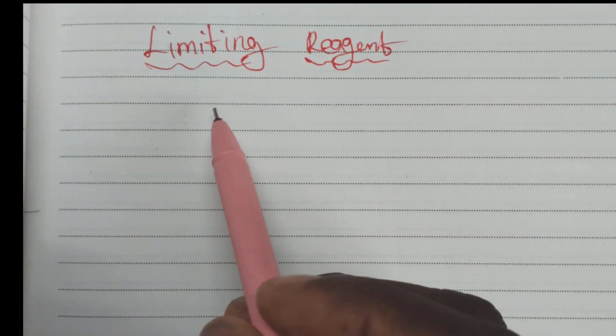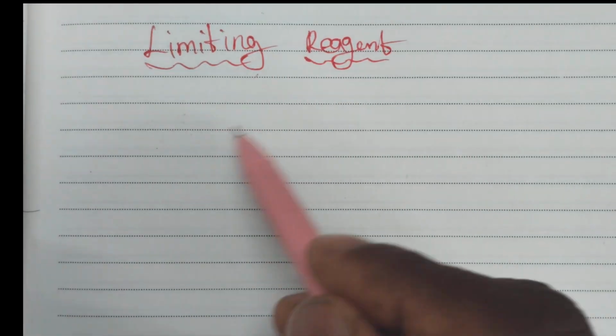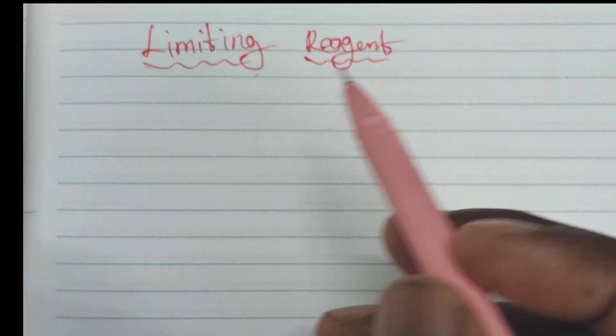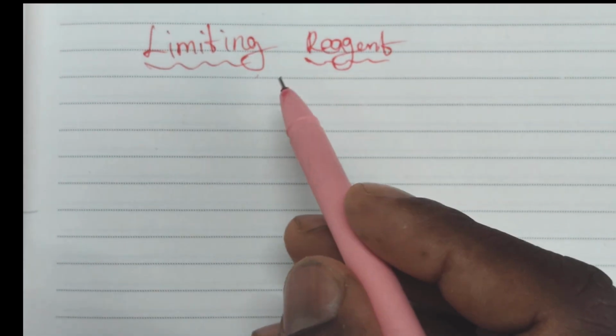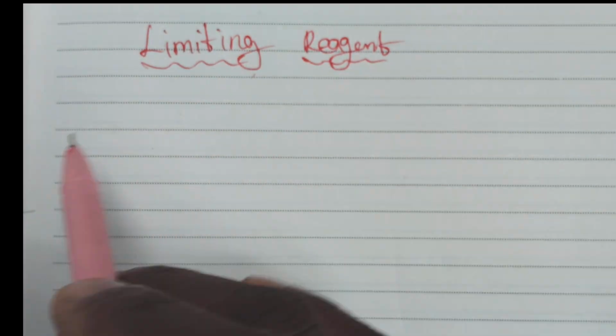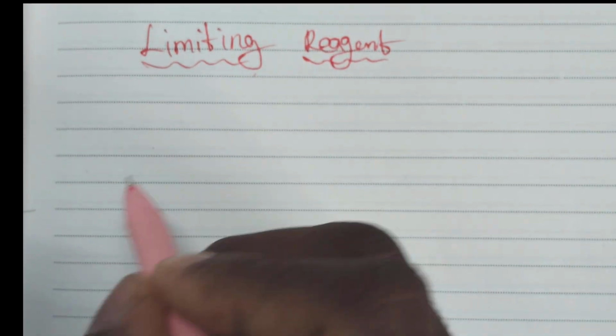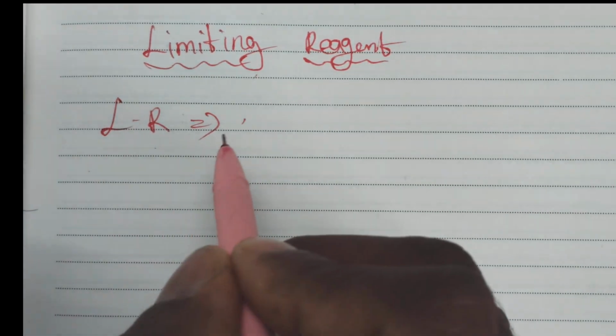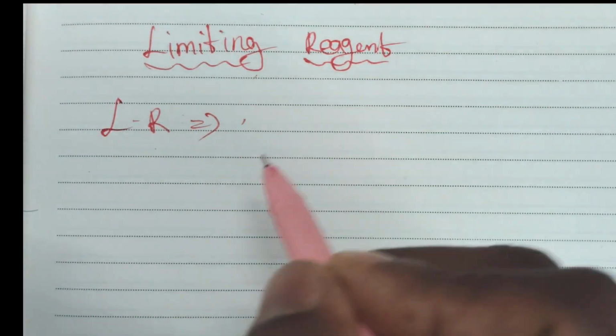This is the last video of some basic concepts of chemistry, because we already gave the video on concentration terms in the solution unit. This video is the last topic in some basic concepts of chemistry. Limiting reagent is simply represented as LR. The limiting reagent is nothing but the reactant which is completely consumed during the chemical reaction.